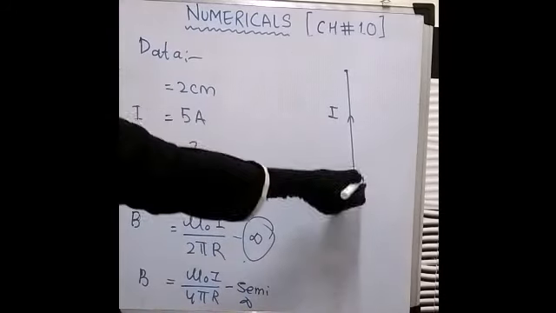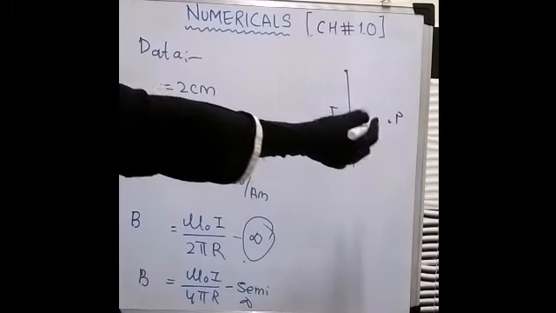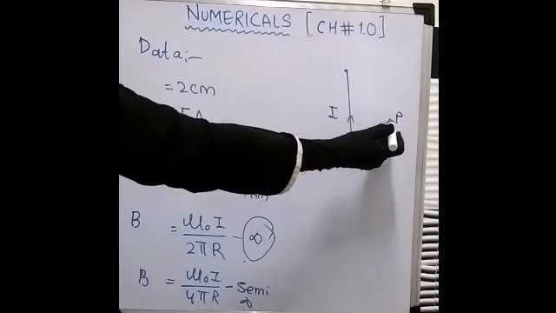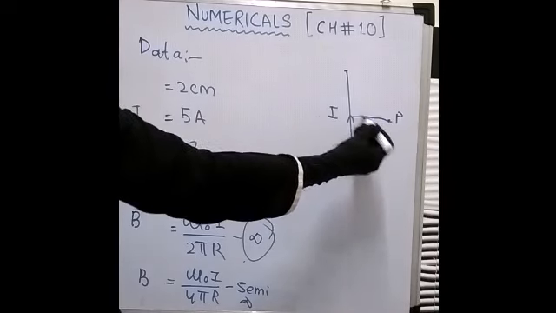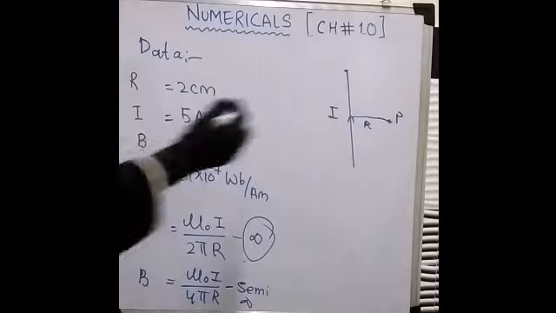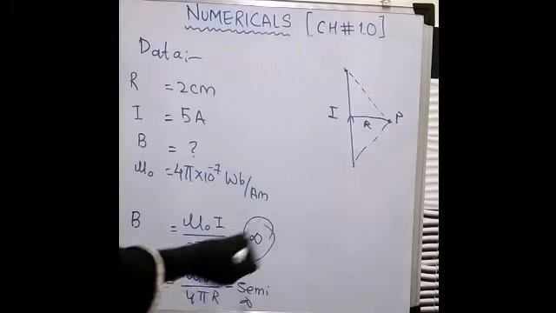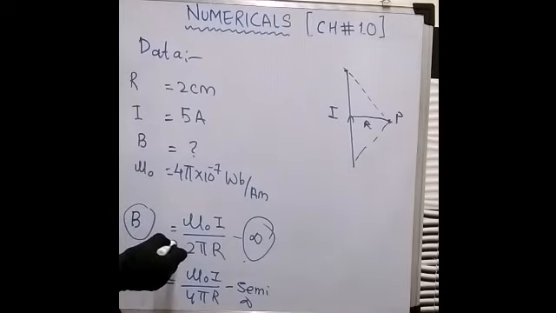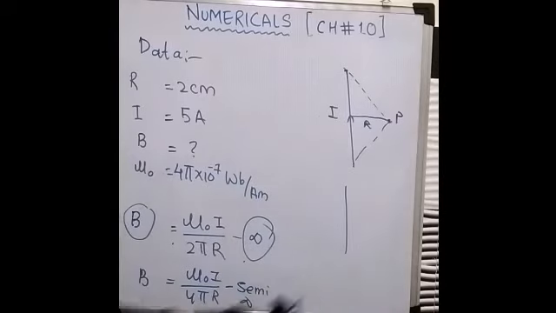Now see, for a very long straight wire, you have to consider a point P, and we have to find the magnetic field at that point. The distance of that point P from the wire is nothing but r, given as capital R here, and as it is a long infinite wire, you have to find the field at P. So finally we have got this formula. But if it asks for semi-infinite, what does that mean?